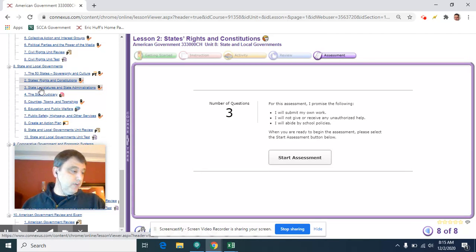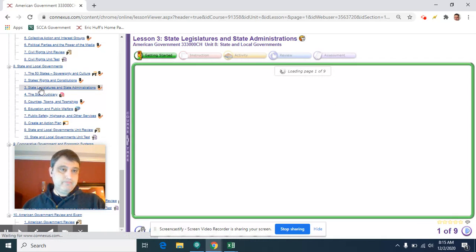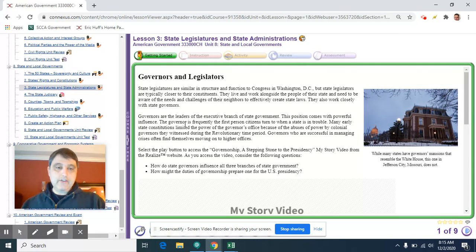All right, so we're going to move on to 8.3 here. State legislatures are similar in structure to the function of Congress, and governors are similar in function to the president. So our states are set up with the same basic format. There's an executive branch, a legislative branch, and a judicial branch. And so you can read about that in this slide.